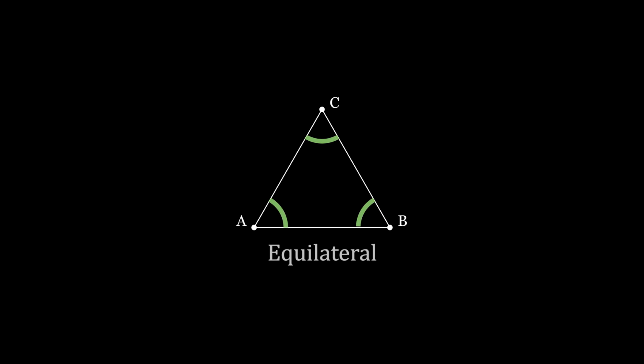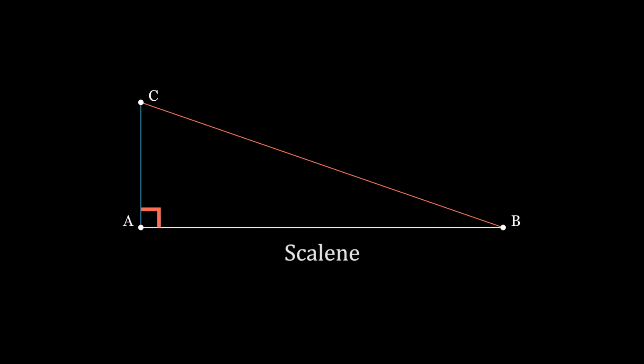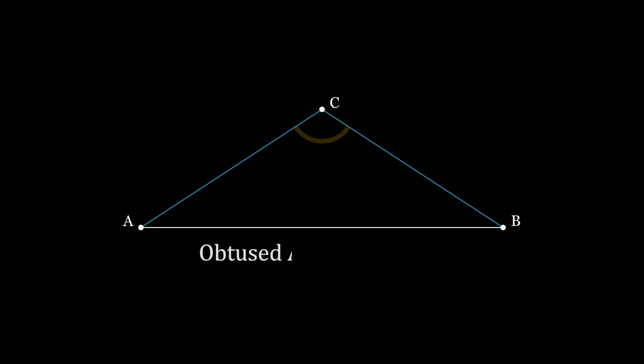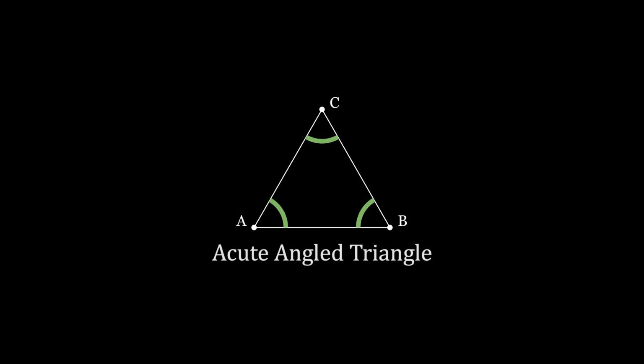A triangle whose sides are all equal is called an equilateral triangle. And a triangle having only two sides equal is called an isosceles triangle. A scalene triangle is one which has no equal sides. And a right angle triangle is one which contains one right angle. An obtuse angle triangle is one which contains one obtuse angle, and finally, an acute angle triangle is one which contains three acute angles.